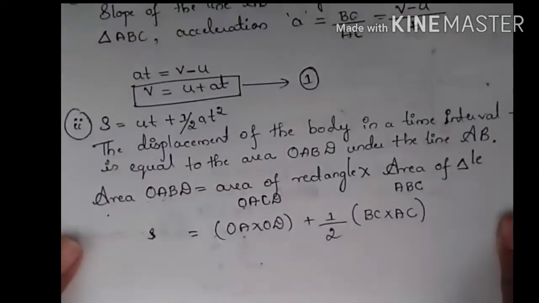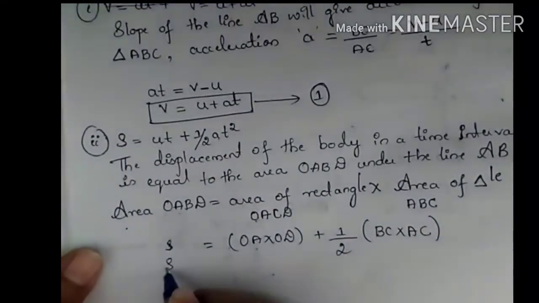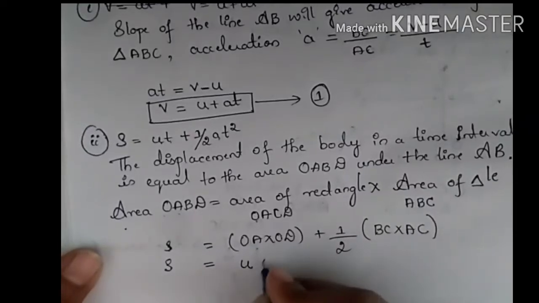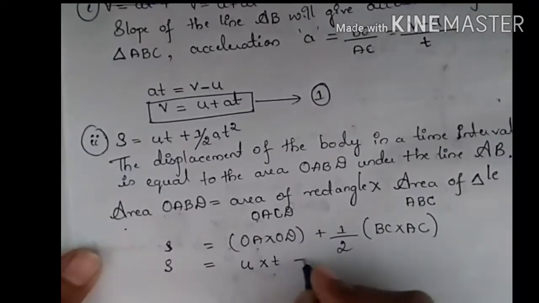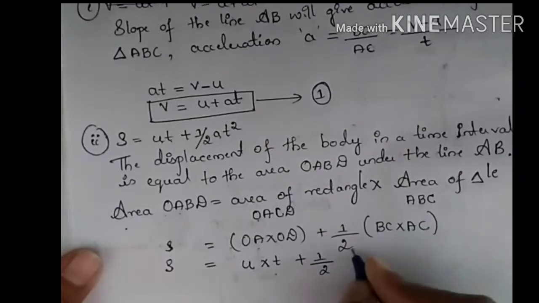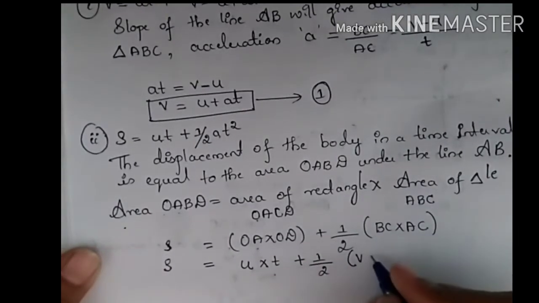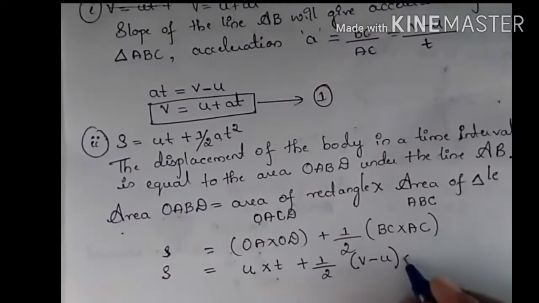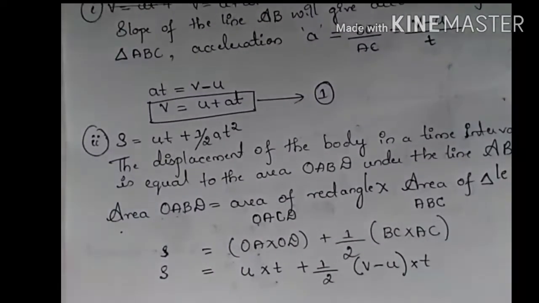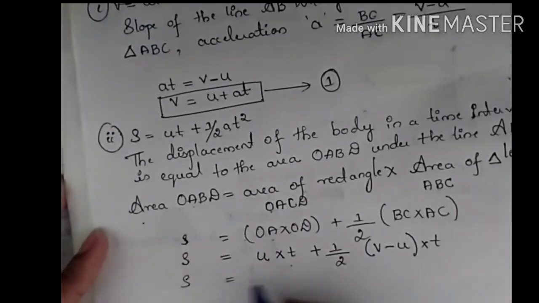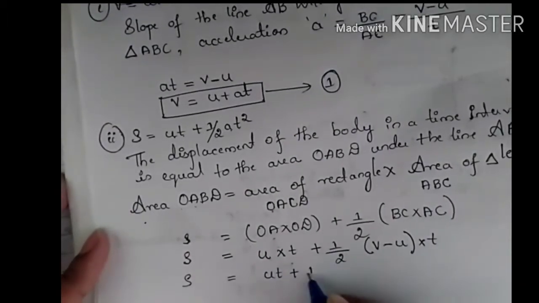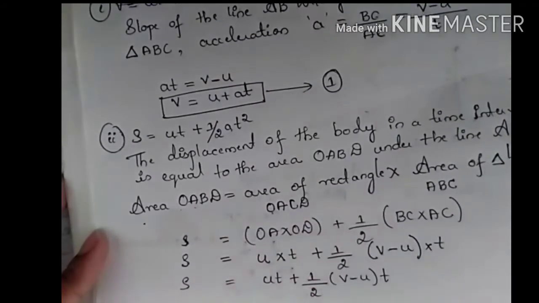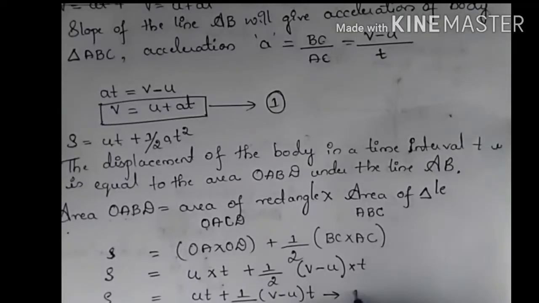Now let us write this in equation form. OA will give you U, multiplied by OD, which is T, plus half. BC is V minus U, multiplied by AC, which is T. So S is equal to UT plus half (V minus U)T. Let this be equation 1.